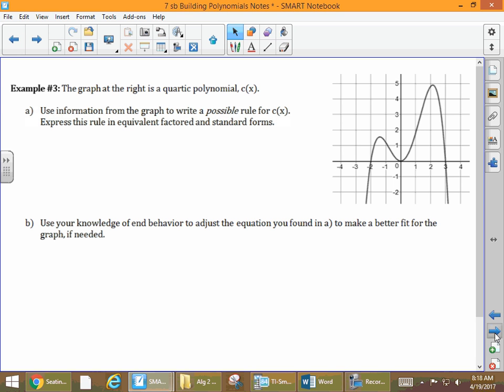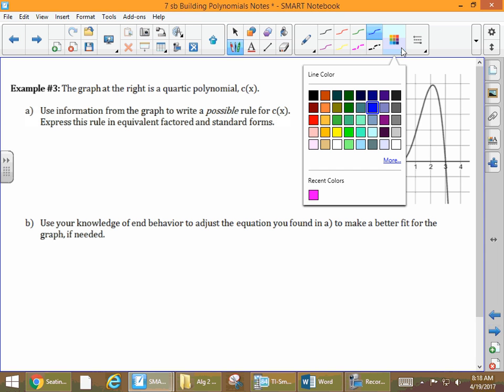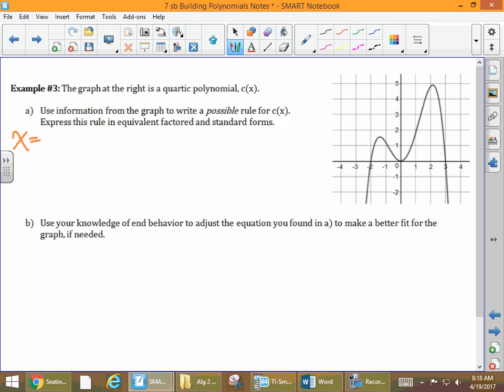The first thing that I said is, well, what are some of our roots here? What's one of them? -2. There's a root. Another one? Looks like 0. And it looks like we have one more. Over here at 3.